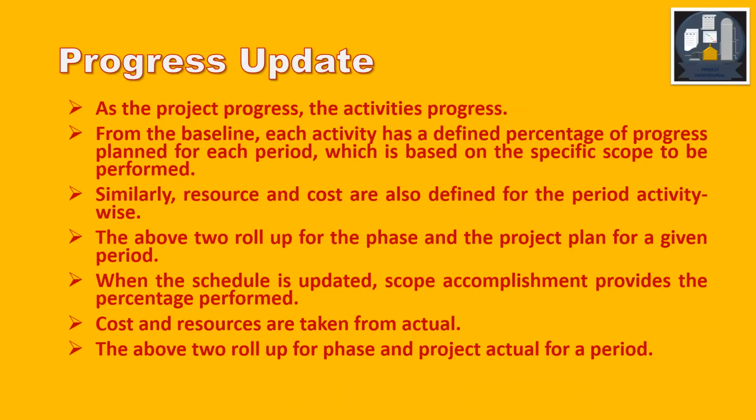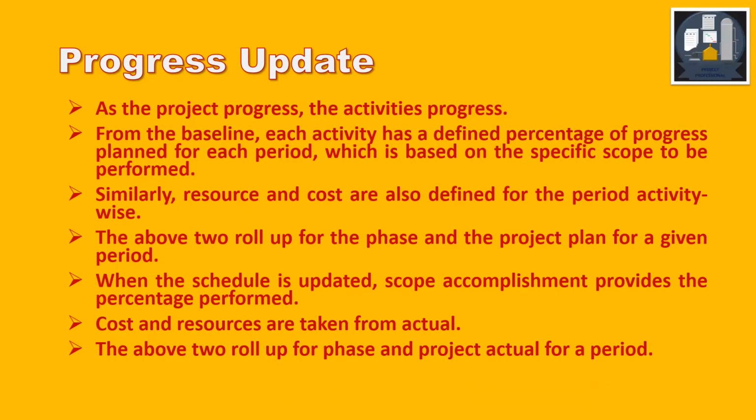Progress update. As the project progresses, the activity progresses. From the baseline, each activity has a defined percentage of progress planned for each period, which is based on the specific scope to be performed, as we saw in the previous slide. Similarly, resource and costs are also defined for the period activity-wise. The above two roll up for the phase, and which in turn for the project plan for a given period.